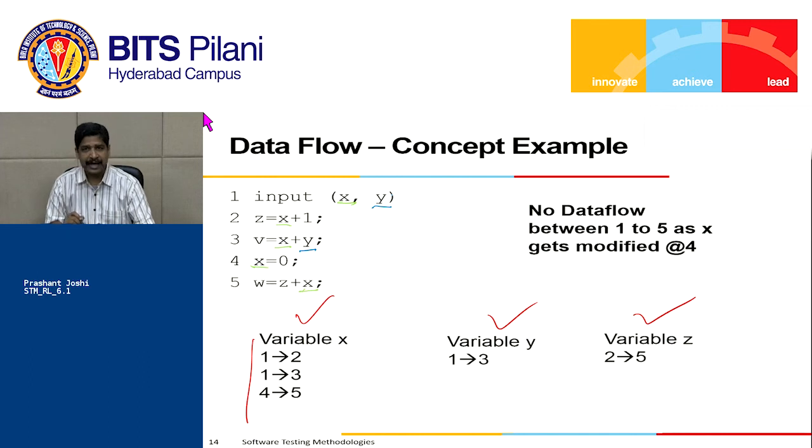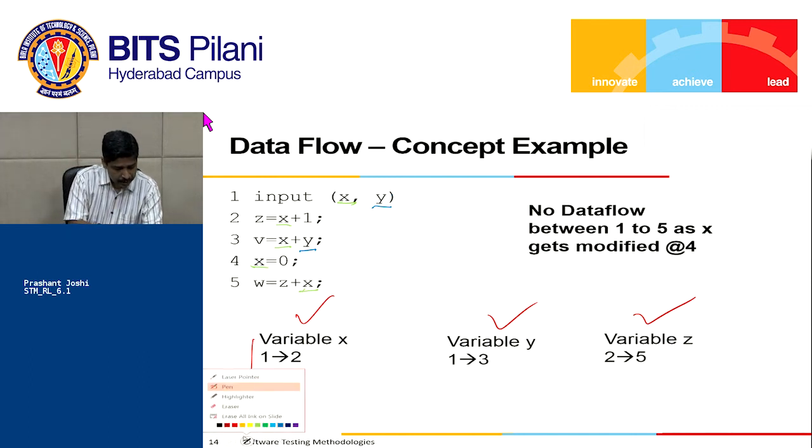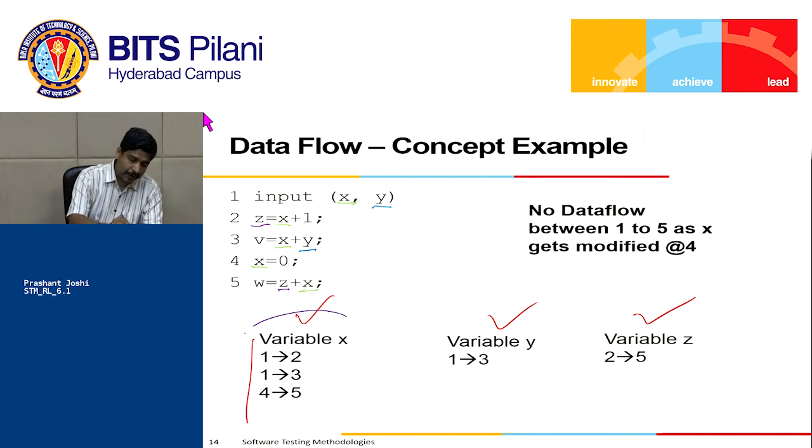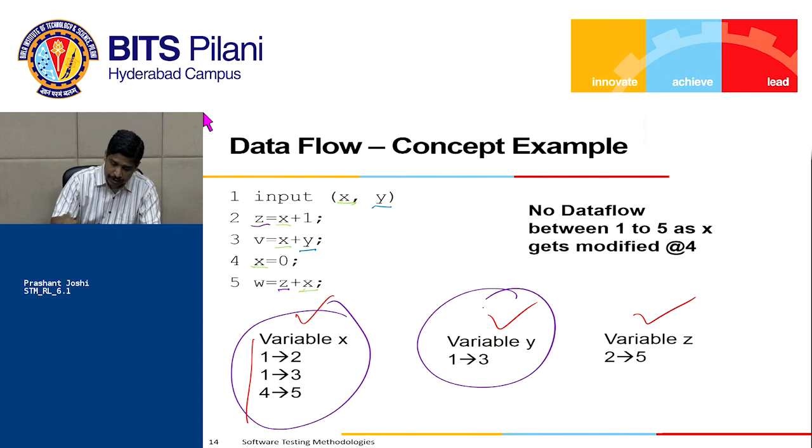Let's look at z. Where do we have z? Do we have another color? Of course we have another color here. So we have z, and where else is it? Z is here, 2 and 5, again a definition and use pair. So you can see how we have gotten the DU pairs for each of these.